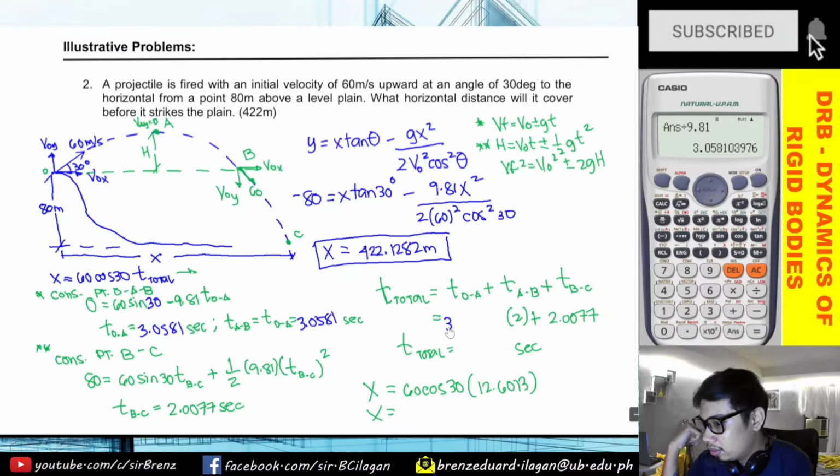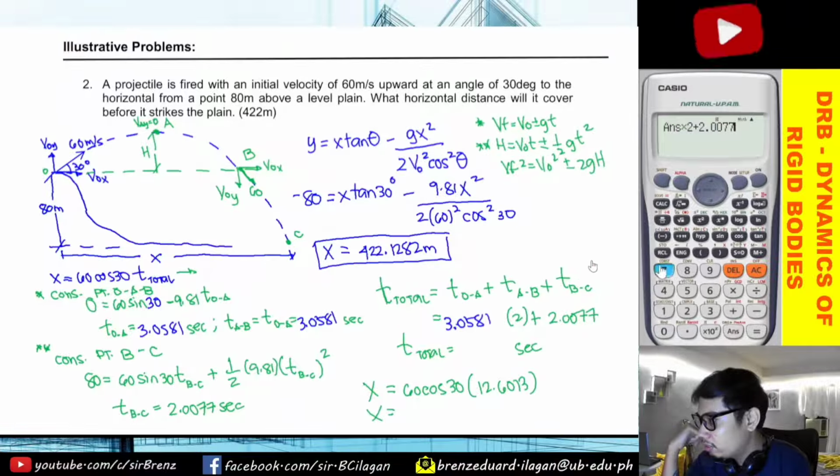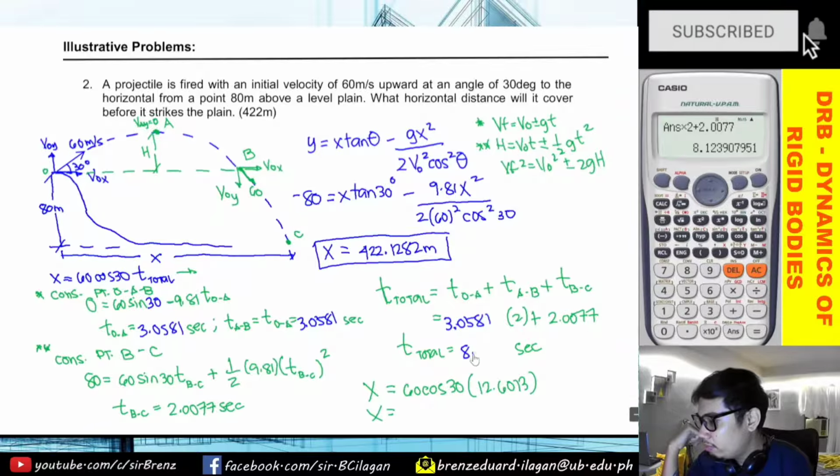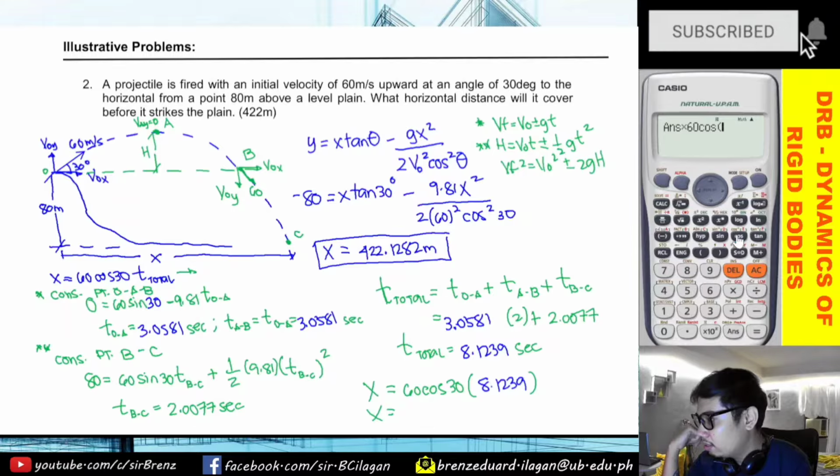So, 3.0581. Ayan. So, times 2. And then plus 2.0077. So, this is 8.1239. Baguhin lang natin to. So, 8.1239. So, times 60 cosine 30. Chan-chararan. Alright. So, may konting decimal lang.